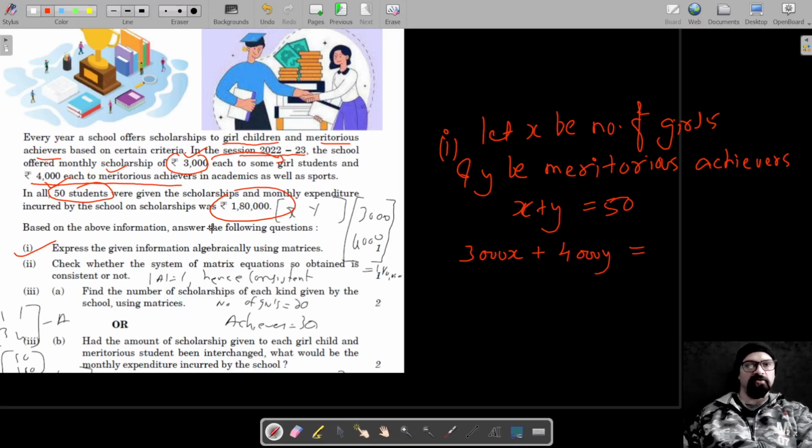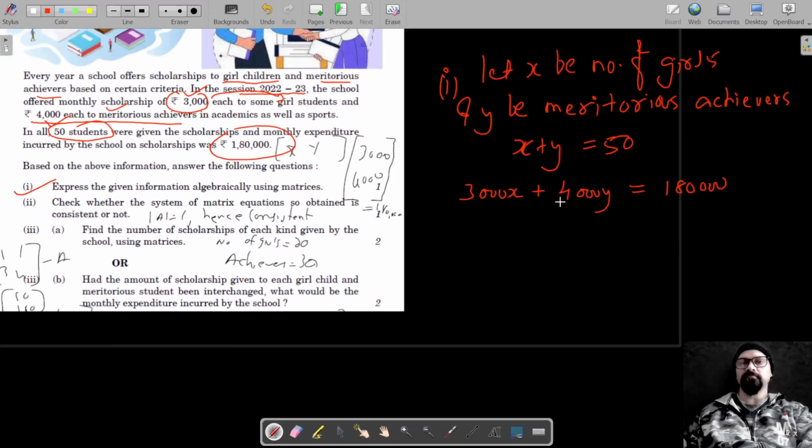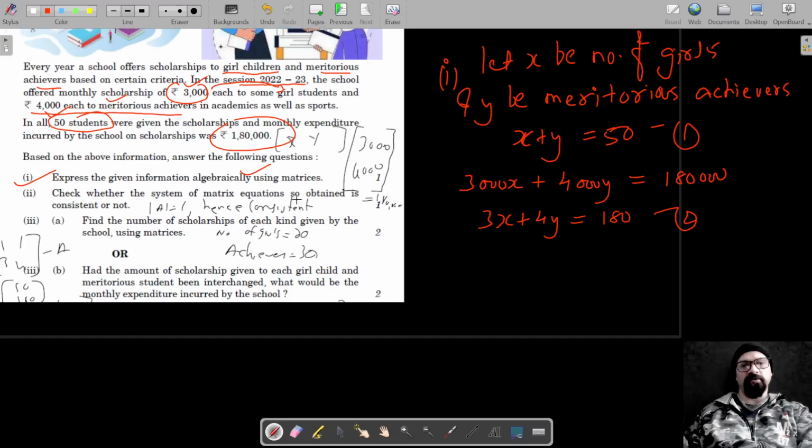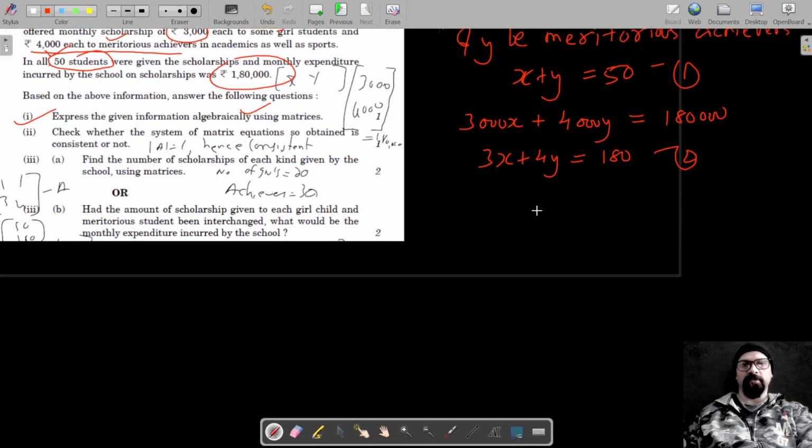And the sum total is 1,80,000. Okay, if we take 1,000 common in this, this is 3x plus 4y is equal to 180. So these are two equations, and we have to express the given information algebraically using matrices.